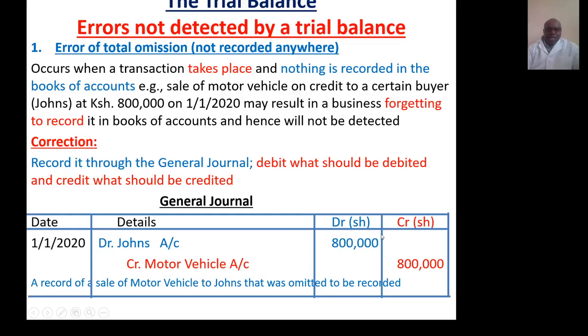John has acquired a vehicle worth 800,000, and then we credit motor vehicle account. The motor vehicle account is losing a vehicle worth 800,000, credit side. And then you do the narration. A record of a sale of motor vehicle to John that was omitted has been recorded now.